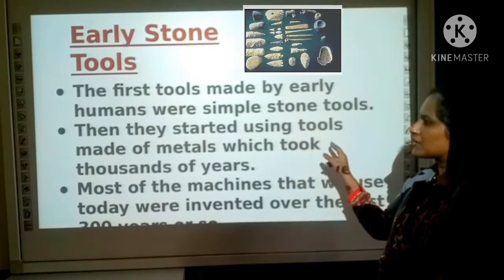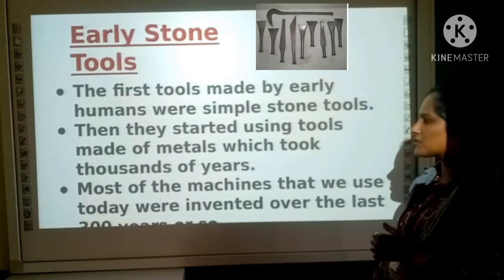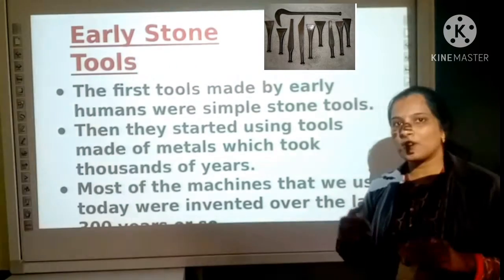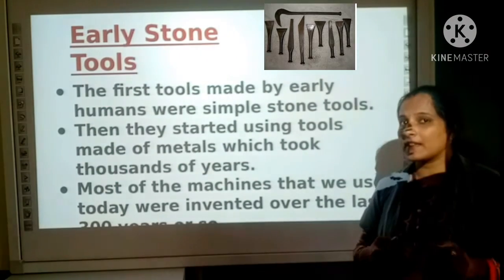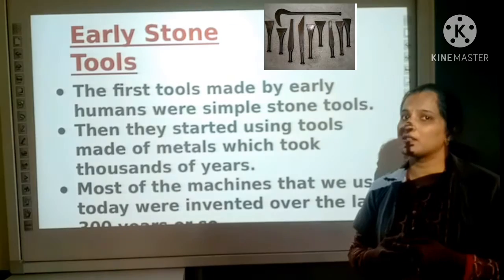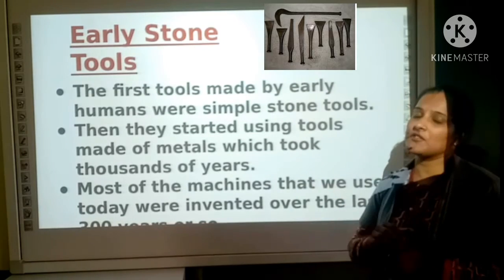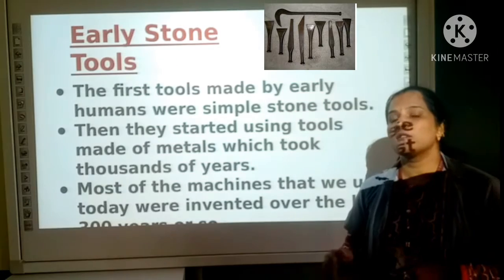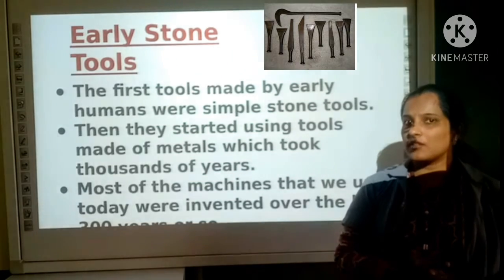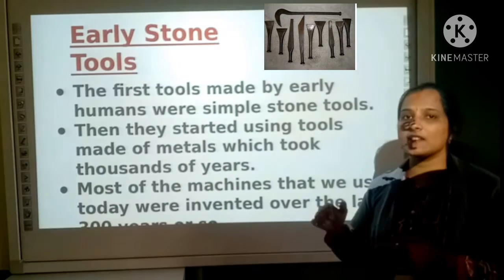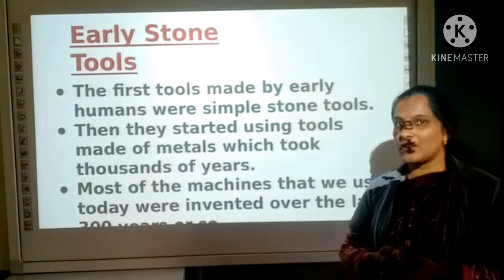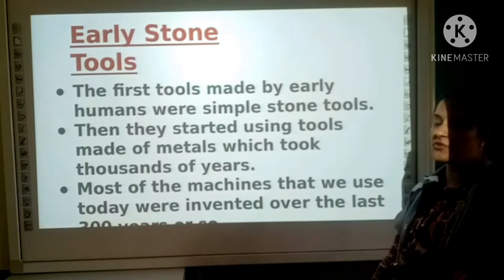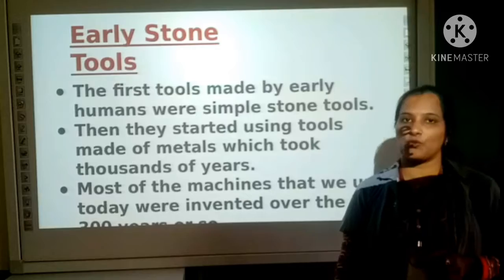They started using tools made of metals, which took thousands of years. After that, थोड़ा उनको idea लगा, then they started making use of metals instead of stone. Why metals? Because those are much sharper, better in quality than the stones, and easy to carry also. Most of the machines that we use today were invented over the last 300 years.